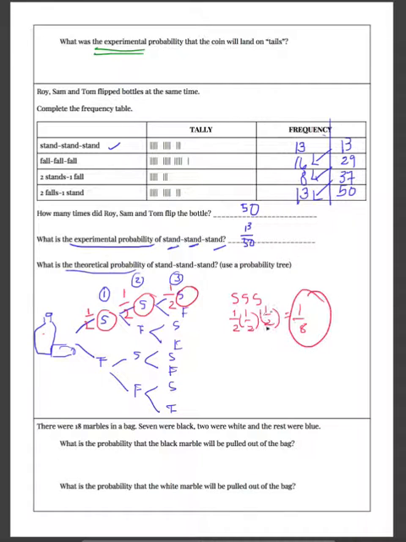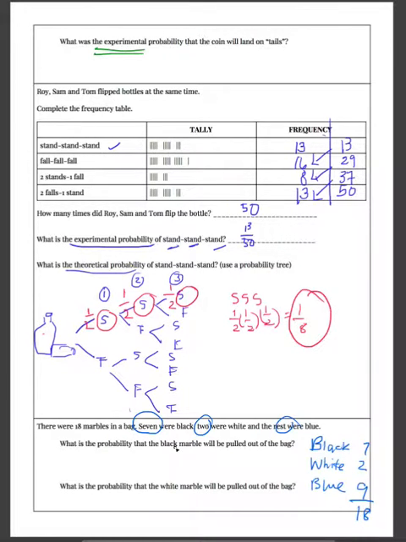Okay, so let's go to the next question. There were 18 marbles in the bag. 7 were black, 2 were white, and the rest were blue. So we have black, and we had 7 of those. White, there were 2, and blue. Now, we don't know how many blue there are, but we do know there's a total of 18 marbles. So 18 minus 9 is 9. So there are 9 blue marbles.